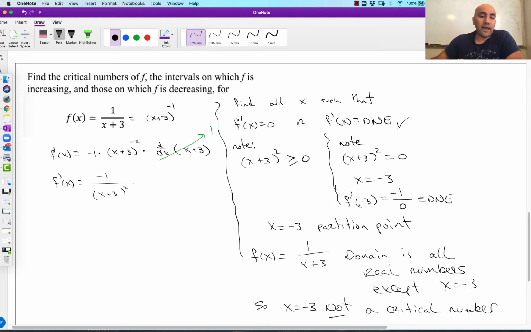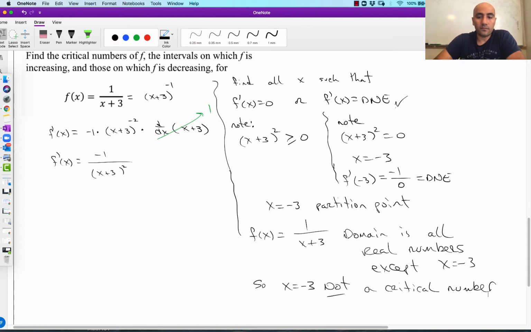Right? In fact, this particular function has no critical numbers. None of them qualified. Thus, f of x has no critical numbers. Okay, nevertheless, we did find a partition number.